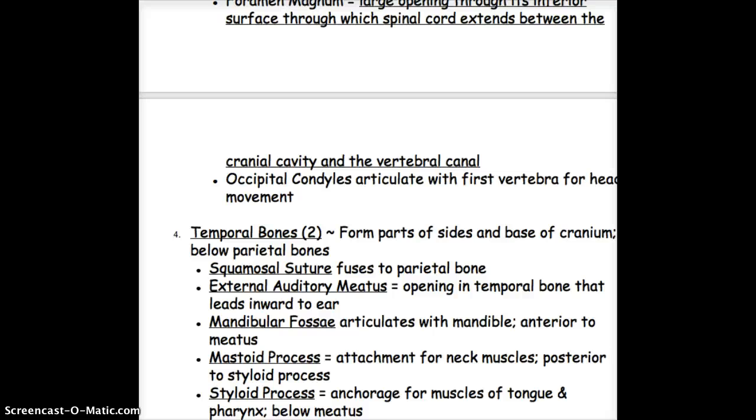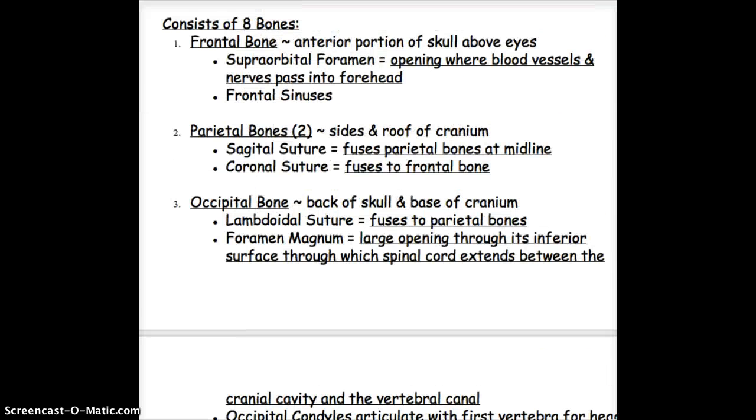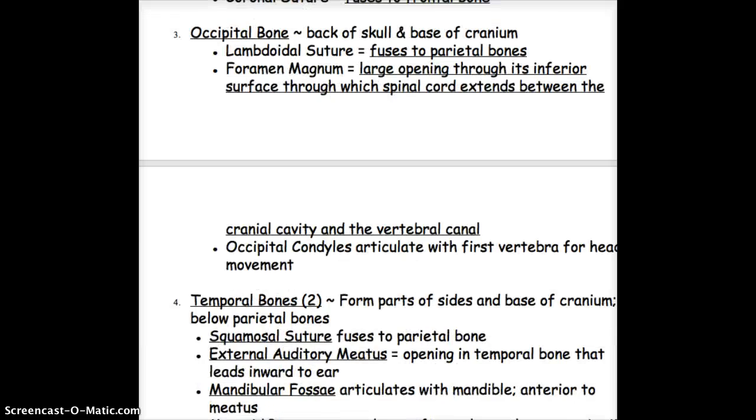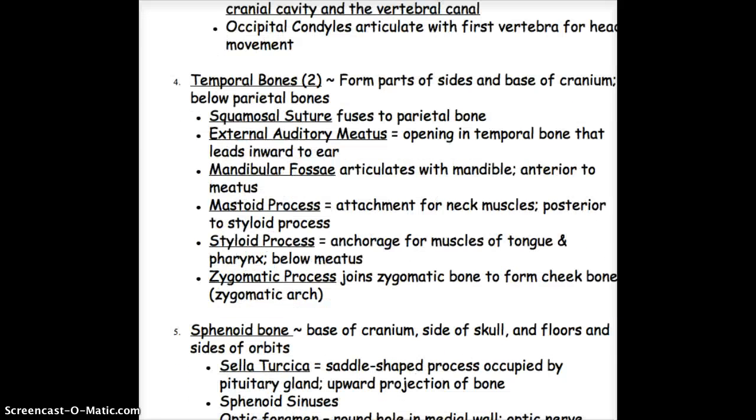All right, so quick review. Frontal bone, 2 parietal bones on the sides. Way in the back, at the base of the skull, is the occipital bone. Then we have 2 bones again on the sides. The temporal bones. These are the sides of your skull and the base of the cranium. They're located below the parietal bones.